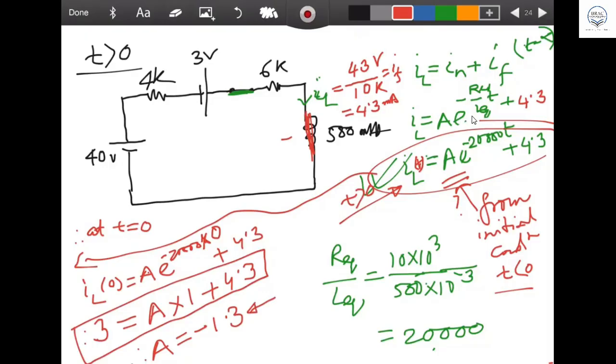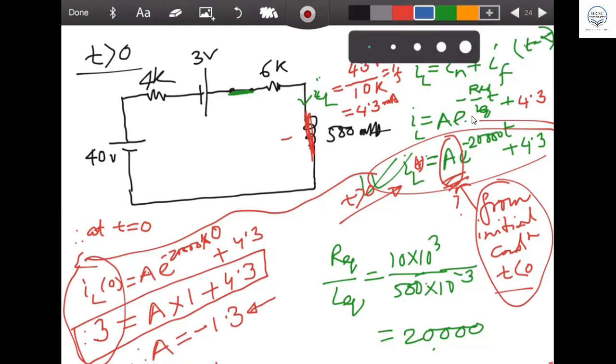Okay. Now, if this is the scenario, then we got the A value. Our target was to find the A value, and A should come from the initial condition. The initial condition is this one: at t equal to 0, the value is 3 milliampere. We already found it, and that gives you A equal to minus 1.3. So you can easily tell me, yes sir, now I can tell the value of IL.